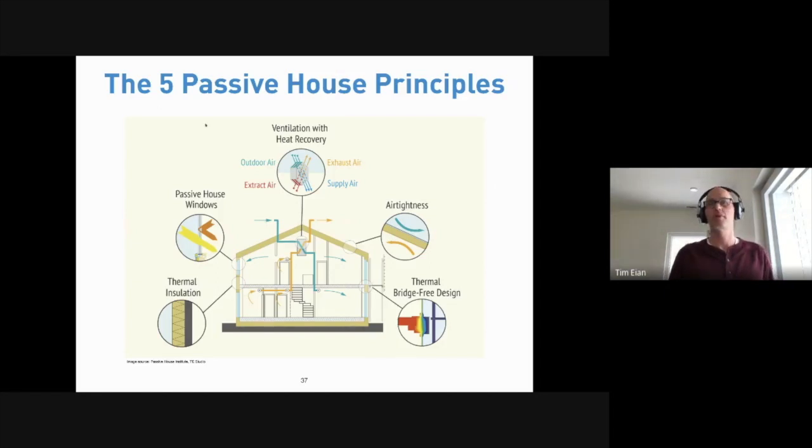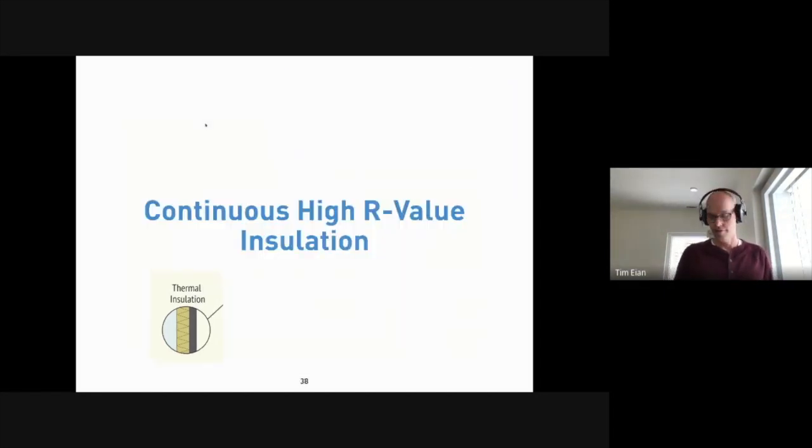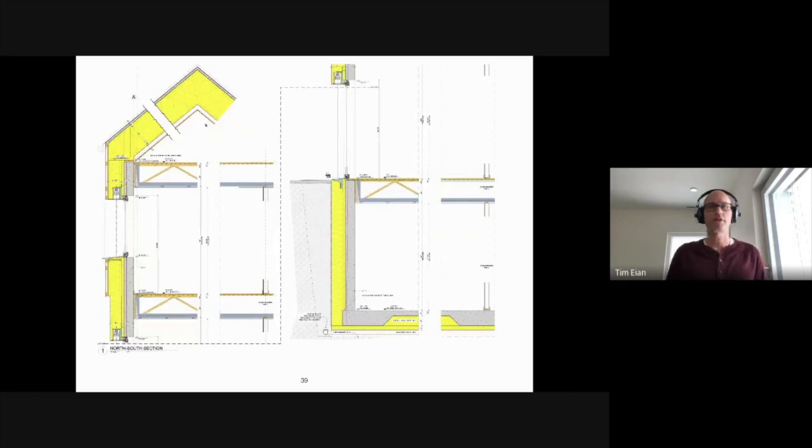paradigm shifts once more. Continuous high R value insulation. So that starts in the office with a good design. And when we say continuous insulation, we mean that. Unfortunately, my mouse doesn't work, but if you start in the lower right-hand corner, this is a complete building section cut through one of the buildings that we designed for a client.